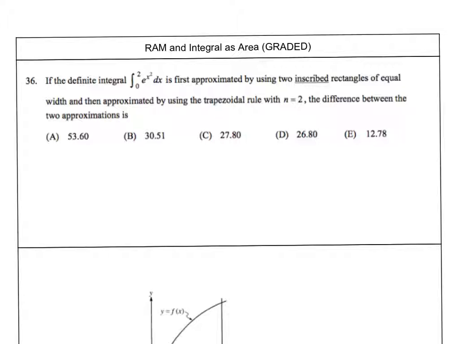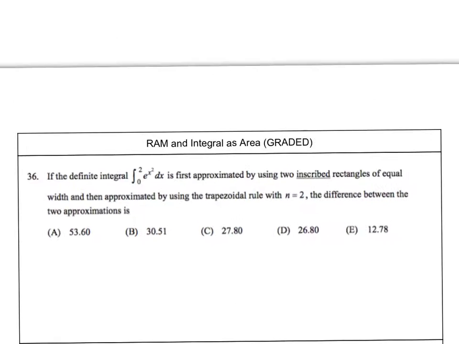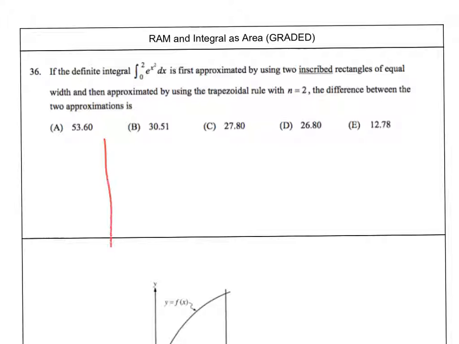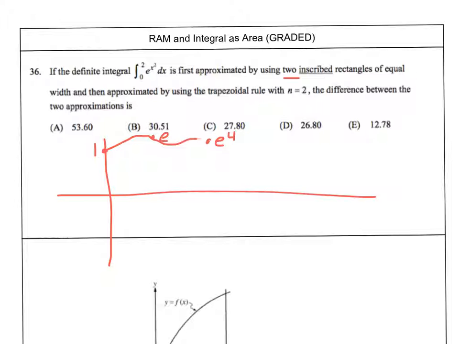I have no idea what this thing looks like, but what I'm going to do is make a pretend graph. I'm going to plug in some values because I know if I have 2 rectangles, I'm going to need some points here. So at 0, e to the 0 would be 1. At 1, e to the 1 would be e. And at 2, e to the 4 would be e to the 4. Again, no idea what this curve looks like, but I'm going to pretend it looks like this.